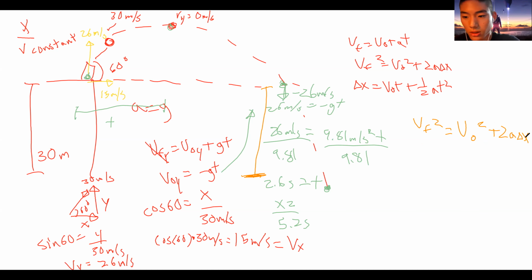Vf, V naught is negative 26, Vf is 0. So 26 squared is 676, equals 2 times 9.81 times delta y. Divide both sides by 2 times 9.81, and that would give you your delta y. So basically, you would take that delta y.